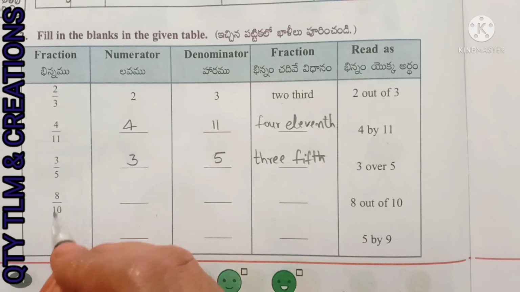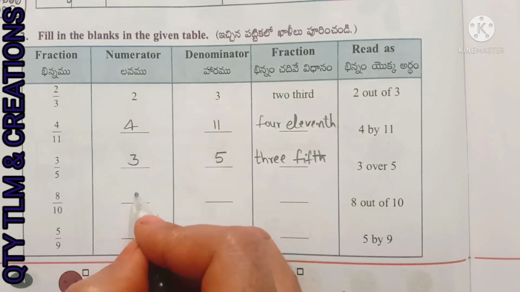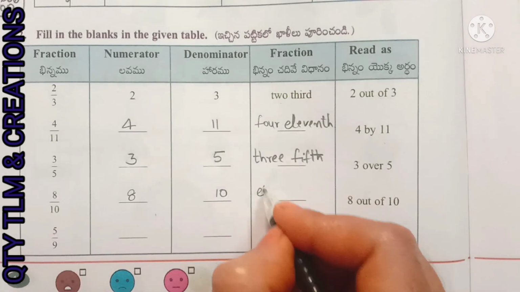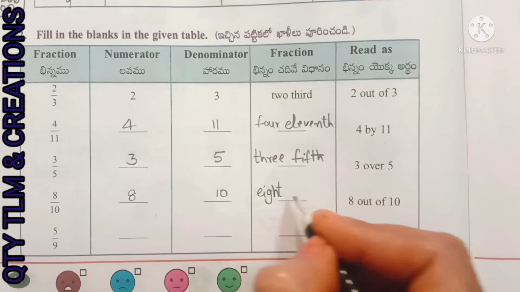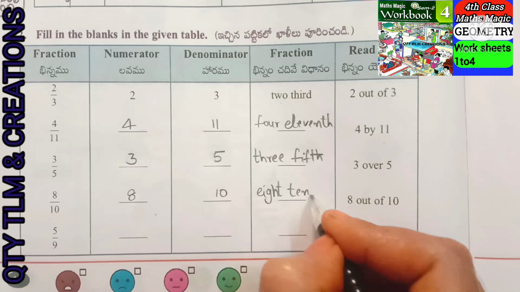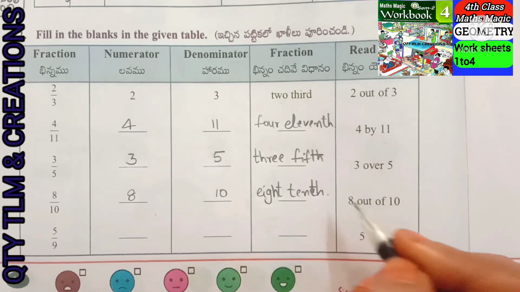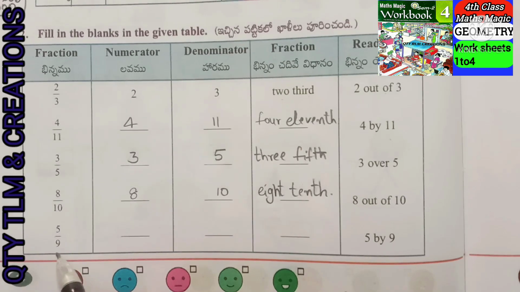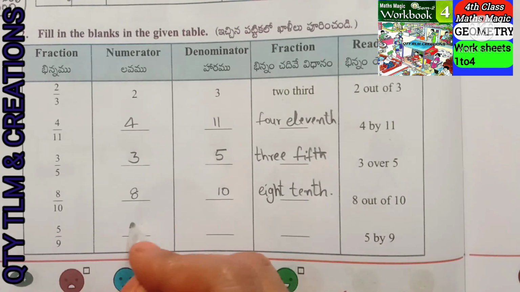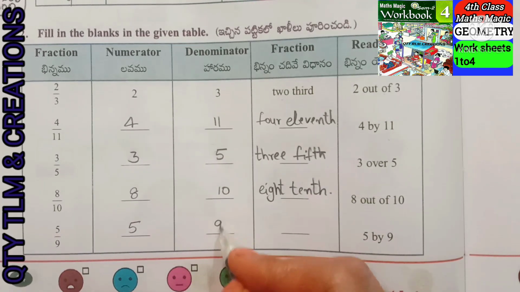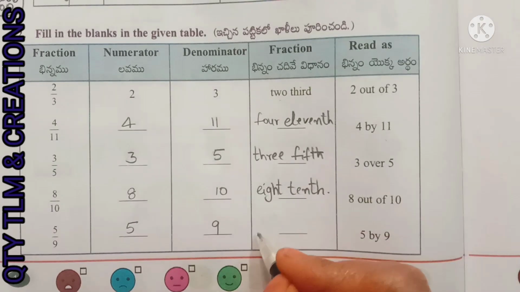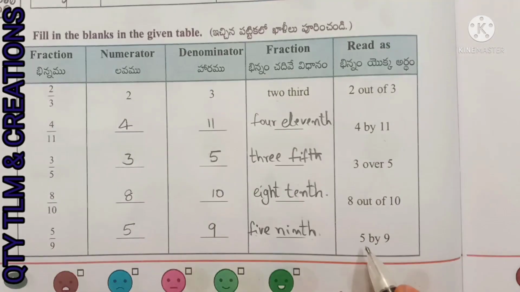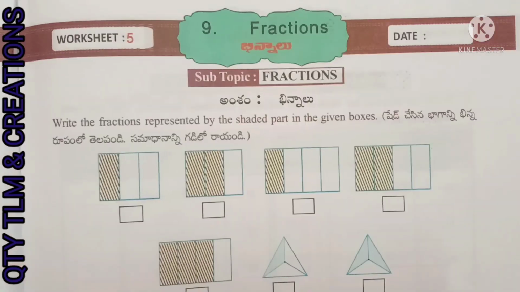Next fraction is 8 by 10. Numerator is 8. Denominator is 10. We have to read 8 tenth, 8 out of 10. Next fraction 5 by 9. 5 is the numerator. 9 is the denominator. Fraction is 5 ninth, and we have to read it as 5 by 9.